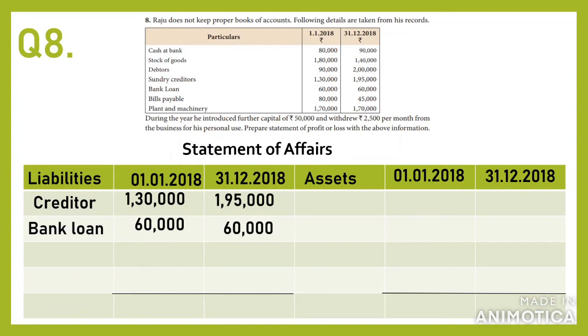Obviously, loan is a liability, and the loan, the opening and the closing is one and the same. It is 60,000. Then bills payable. Bills payable is again a liability. It is 80,000 as of 1st January 2018 and 45,000 as of 31st December 2018.